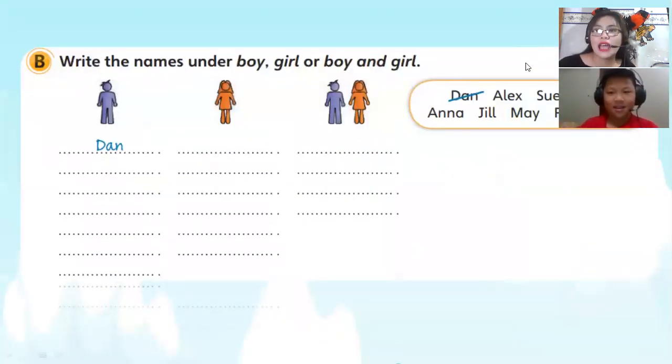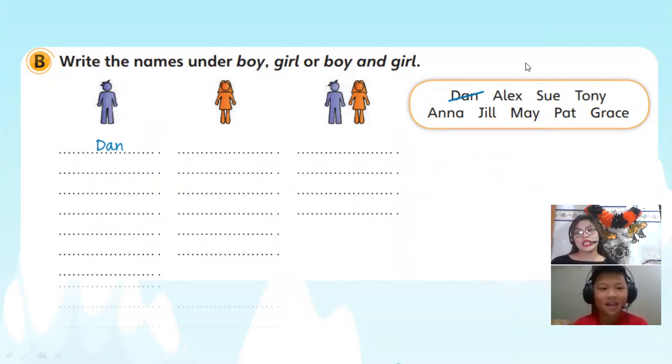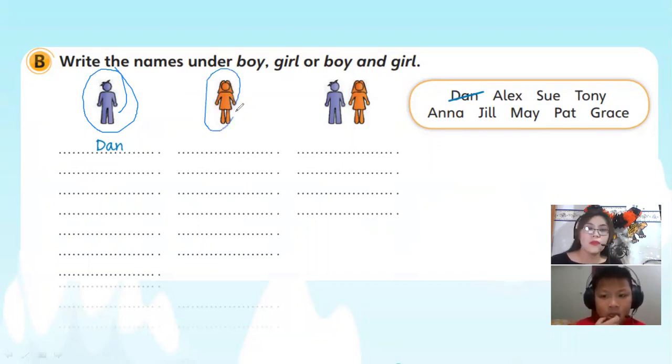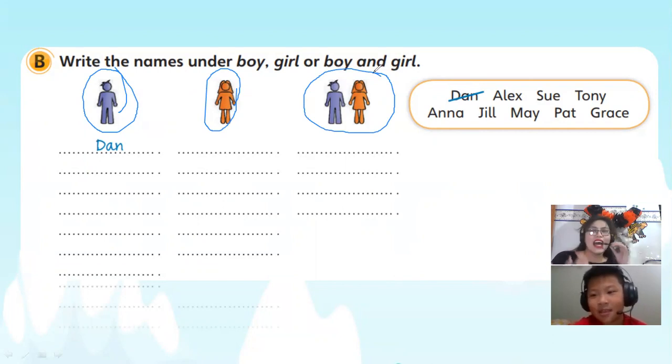Okay, now let's sort out this name. So this is for boy. All of the boy's names, you gotta put it here. And all of the girl's names, you gotta put it here. And this one is for all of the names that could be for boy and could be for girl, you gotta put it here.